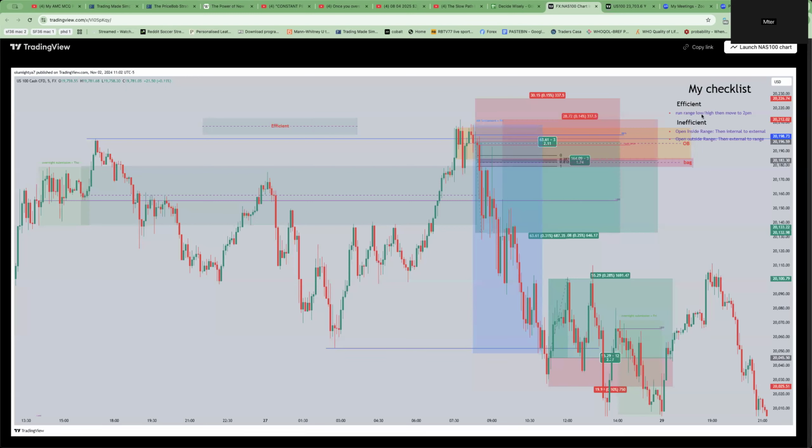Is it efficient around the range, low or high? Then move to 2 p.m. This was an efficient range, and I look for the highest range from here to there. We earn it, sell towards 2 p.m. We run this by towards 2 p.m.